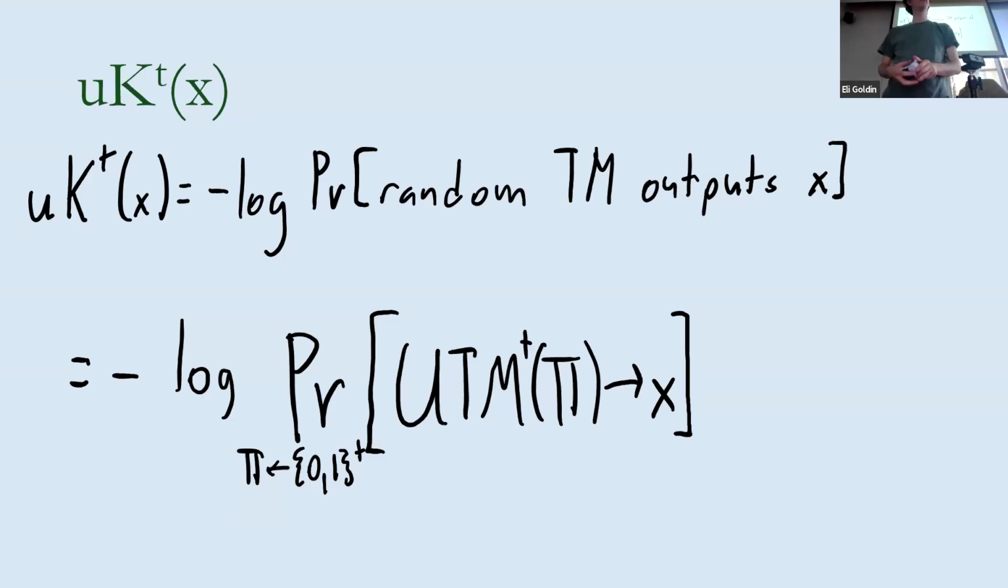So you said in the limit it equals the Kolmogorov complexity, but is there no quantitative connection for non-limit t? Yeah, they should be close most of the time.